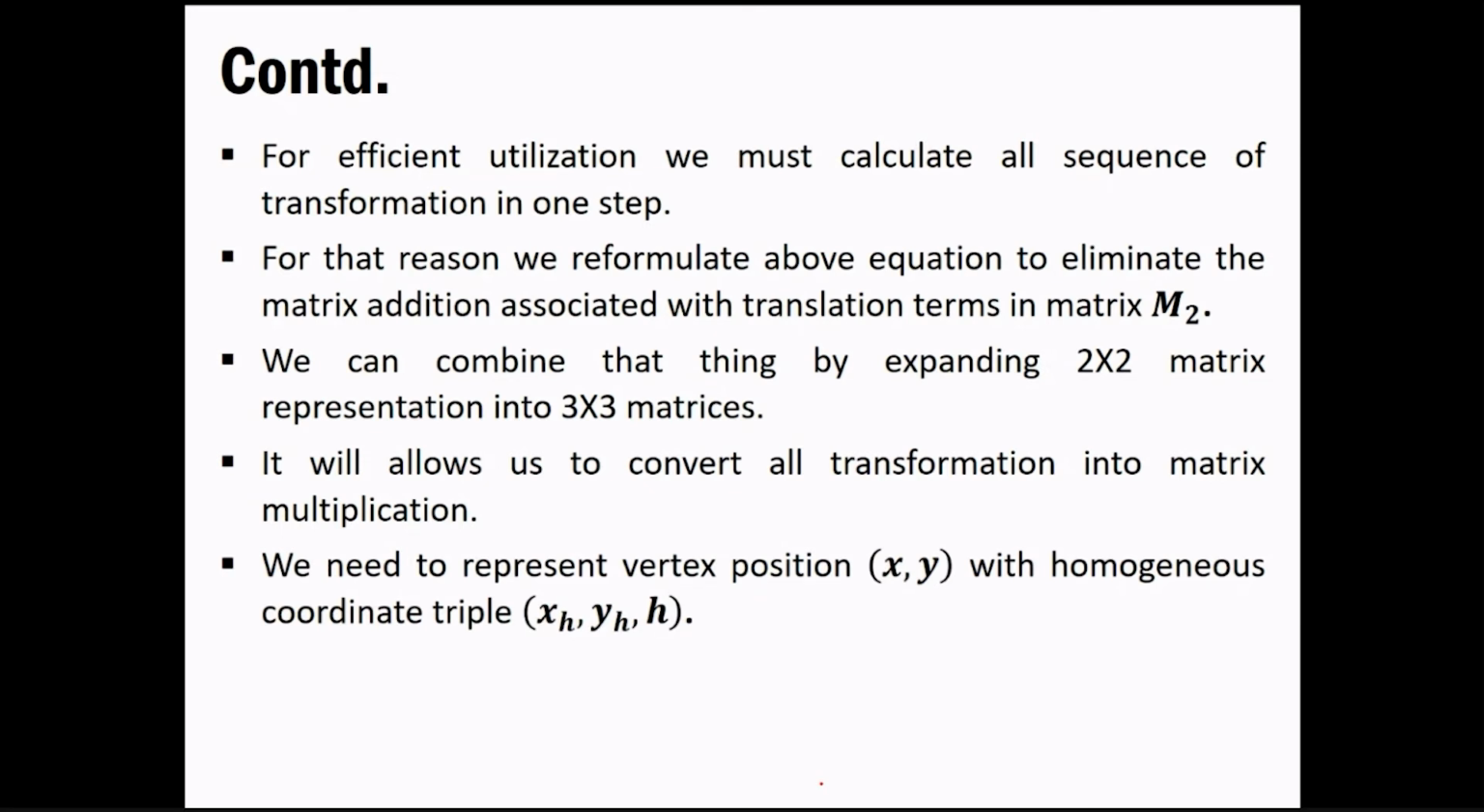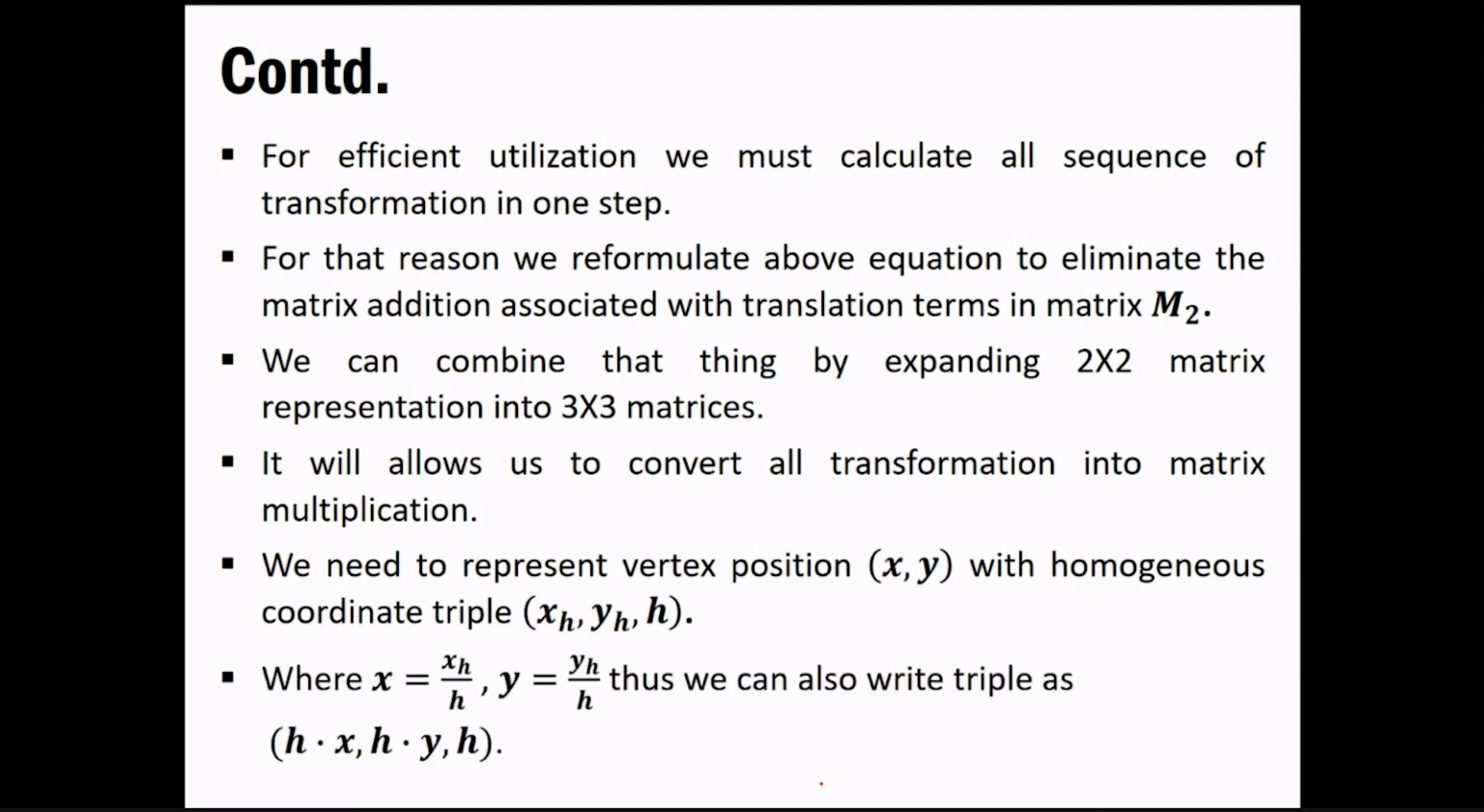Now, how can homogeneous coordinates be represented? We need to represent the vertex position x, y with homogeneous coordinate triplets. The whole thing would be denoted with the new terms xh, yh, comma h. So what is the actual x value? We have x equal to xh upon h, comma y equal to yh upon h.